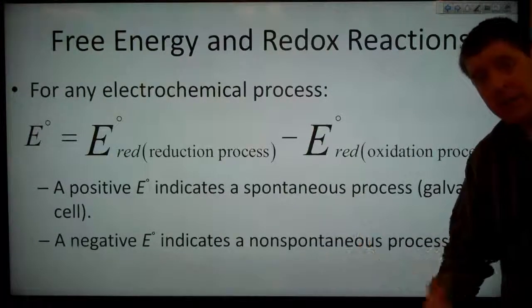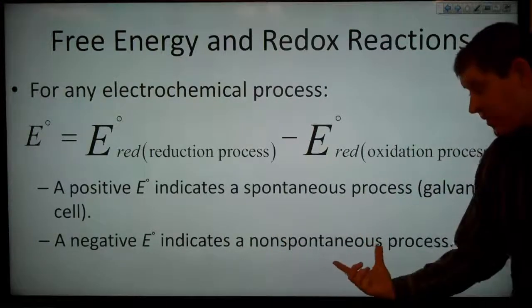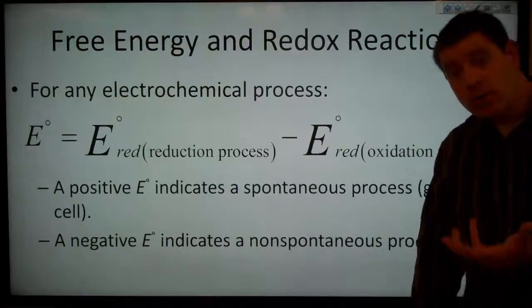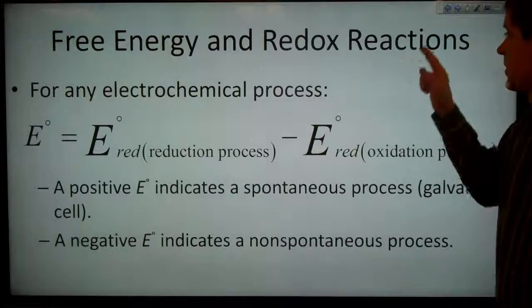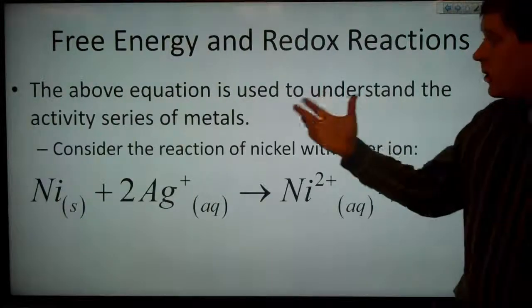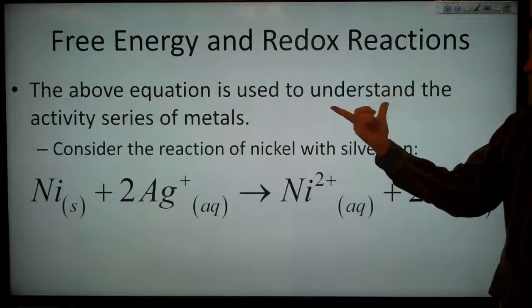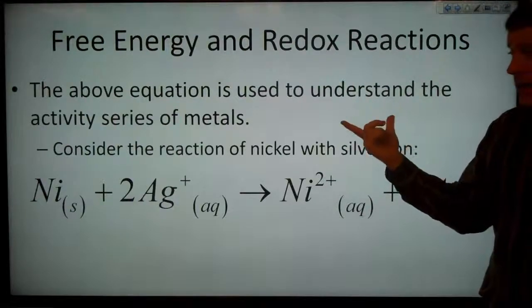So a spontaneous process is a process that will go. A non-spontaneous process is a process that won't go. But not only that, the reverse reaction then is spontaneous. So that equation is used to understand the activity series of metals.